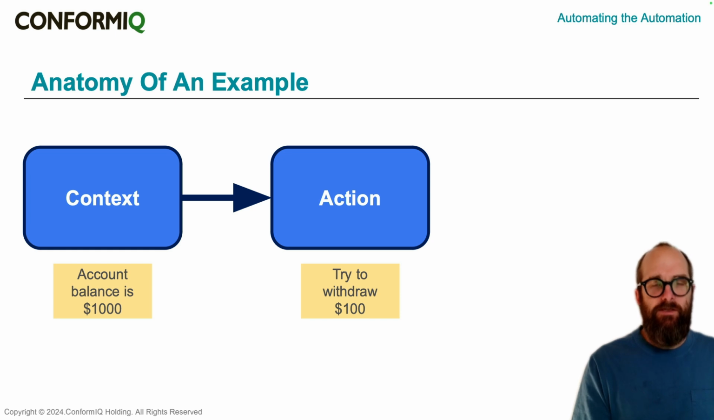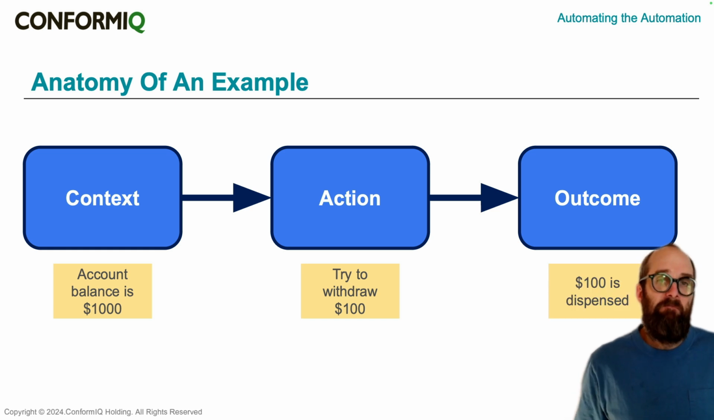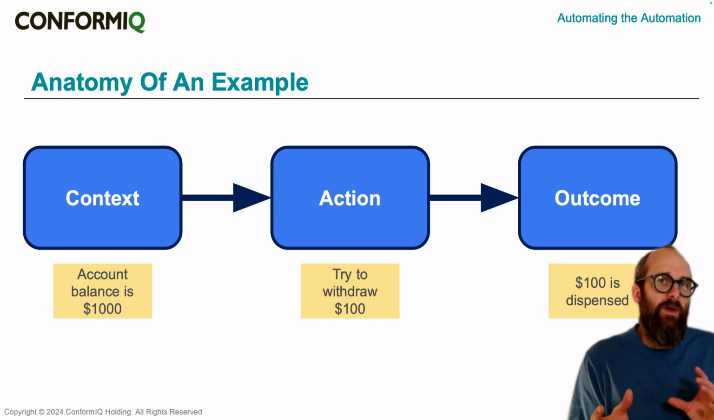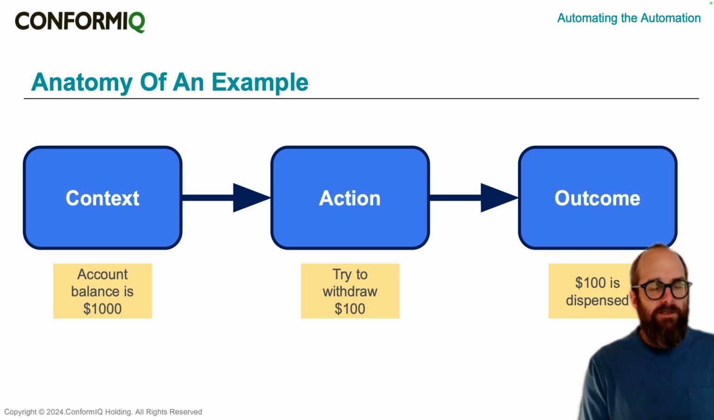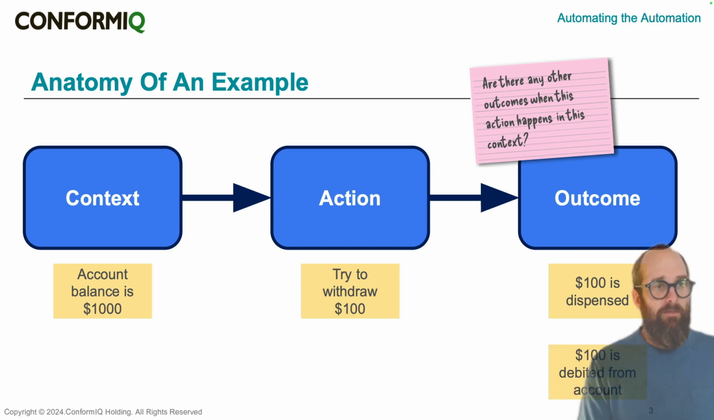So we have this action happening in this context. The third ingredient in an example is the outcome. What happens when this action occurs in this context? Well, in this case, $100 is dispensed. Now, a really nice benefit of breaking examples up like this is that we can start to tease apart and ask questions about what if we mix up the ingredients? So, for example, are there any other outcomes that happen when this action happens in this context? Well, probably as well as giving us $100, we want to make sure that the bank remembers that we have $100 less in our account.